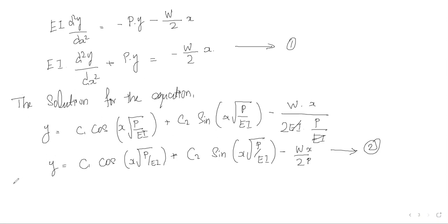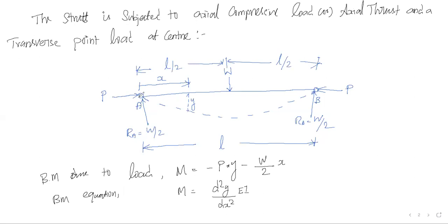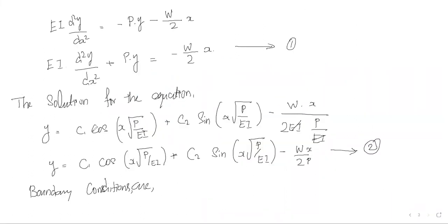Next we have to go for boundary conditions. So the boundary conditions are: if x equal to 0 then deflection y is equal to 0. Similarly, if x equal to L then deflection y is equal to 0. Similarly, if x equal to L by 2 then the slope becomes 0 here. So if x equal to L by 2 then y equal to y max, and dy by dx, the slope, is equal to 0.